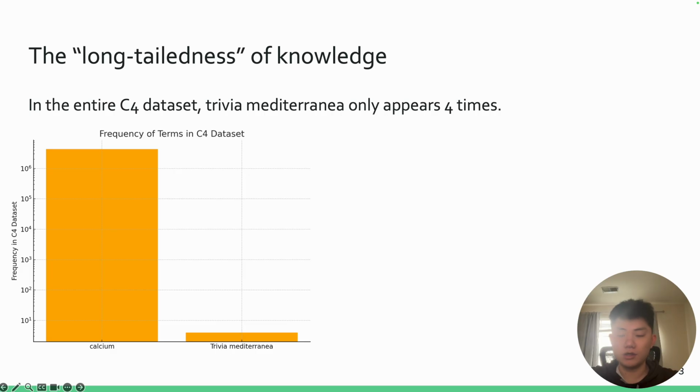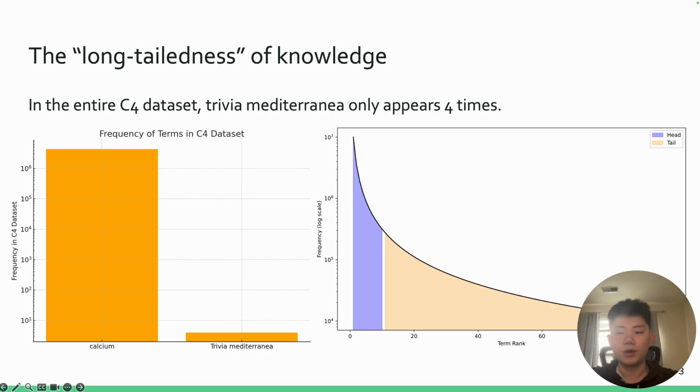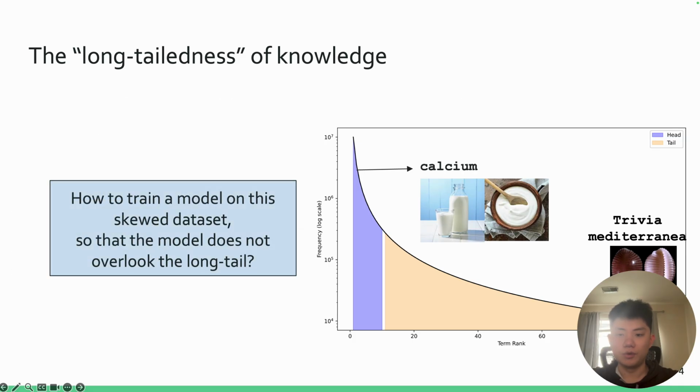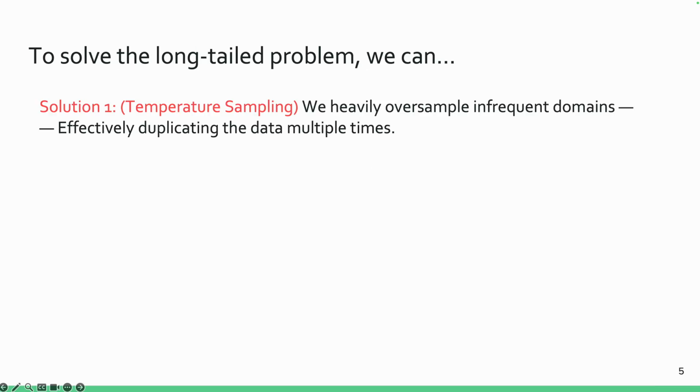This reveals that knowledge in pre-training data exhibits a long-tail phenomenon, where common terms or knowledge, or even domains such as calcium, can appear millions of times more than rare knowledge such as this little sea snail. Our question is simple. How do we train a model on the skewed dataset so that our model does not overlook the long tail? We mainly introduce 2 solutions.